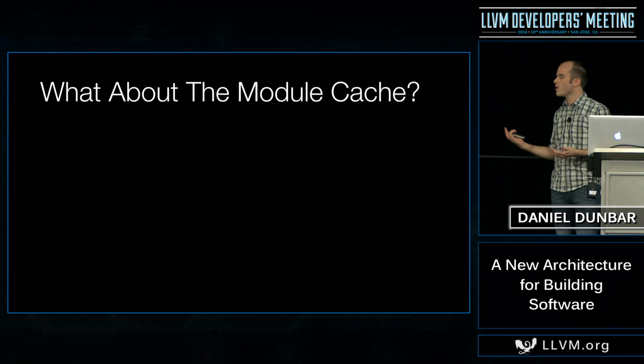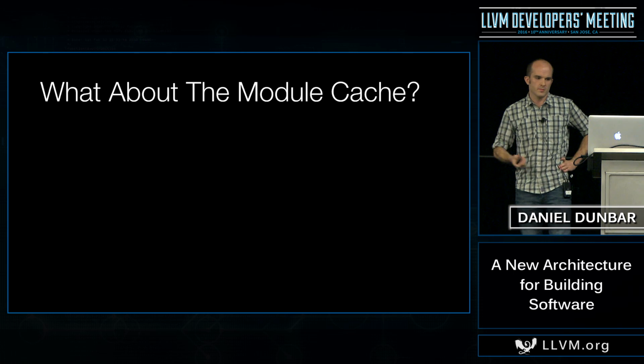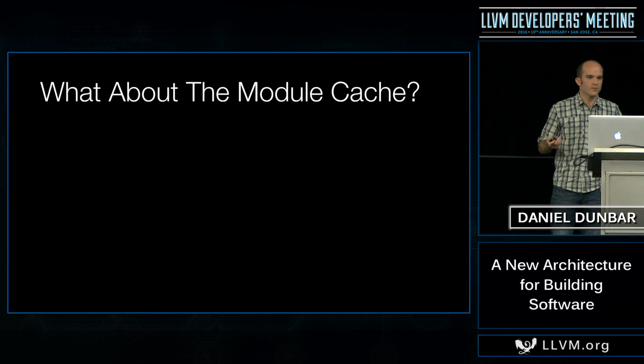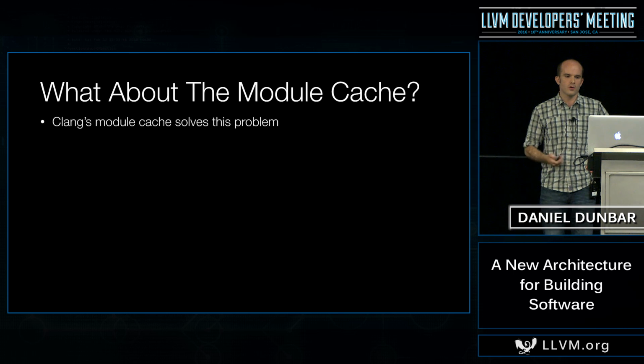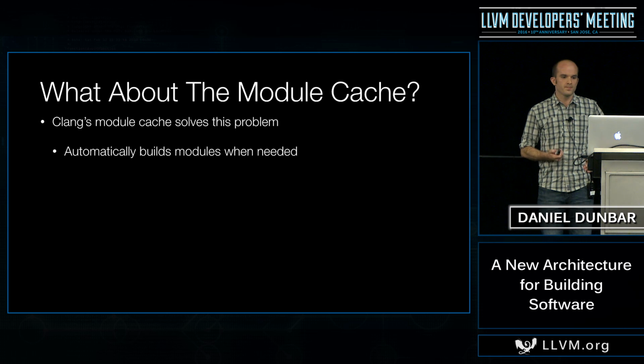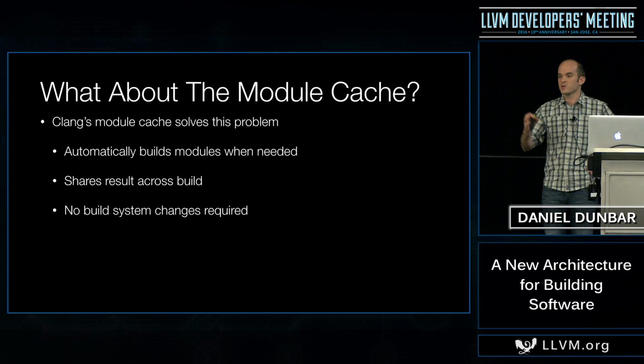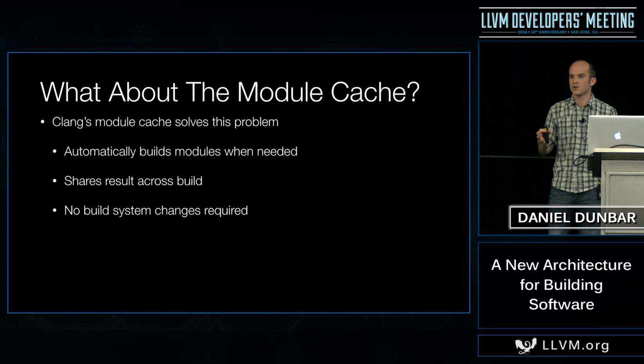So you might be saying, well, what about the module cache, the cache we use for Clang's module implementation today? Isn't this an example of where we cached something effectively throughout a whole build? So it's true, Clang's module cache does solve this problem. It automatically builds modules whenever they're needed, and it will share the result across the entire build. And this was done without any build system changes at all.